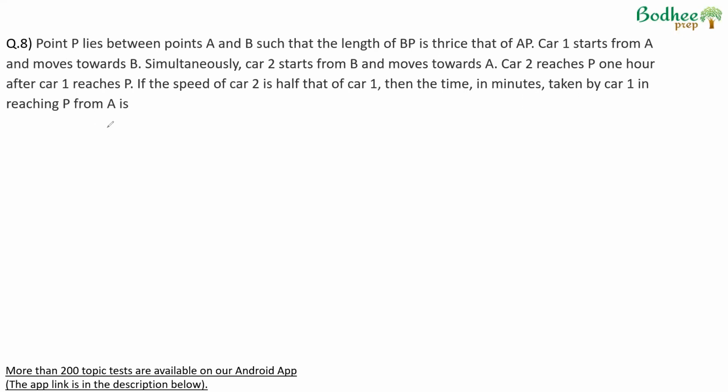Point P lies between A and B such that length of BP is thrice of AP. If this is X, this is 3X in length. Car 1 starts from A, moves towards B. Simultaneously, car 2 starts from B, moves towards A, at the same time.